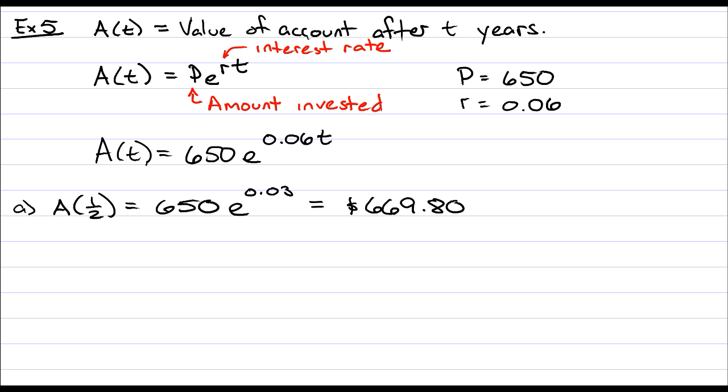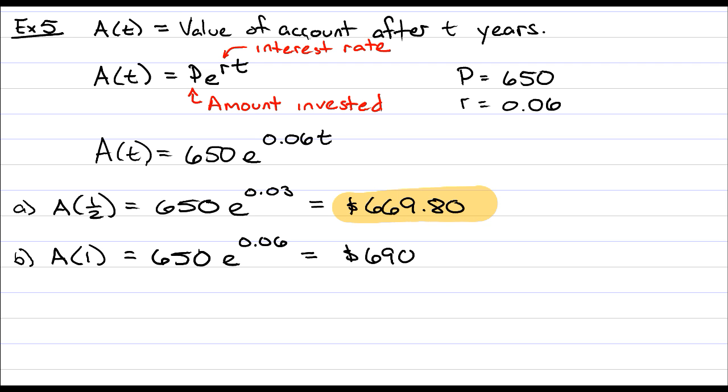Since we're dealing with money, I'll round to the nearest cent, or to 2 decimal places. Okay. In part B, we want to know how much money is in the account after 1 year. So that's going to be 650 times e to the 0.06 times 1. And then if I calculate this, I get $690.19.